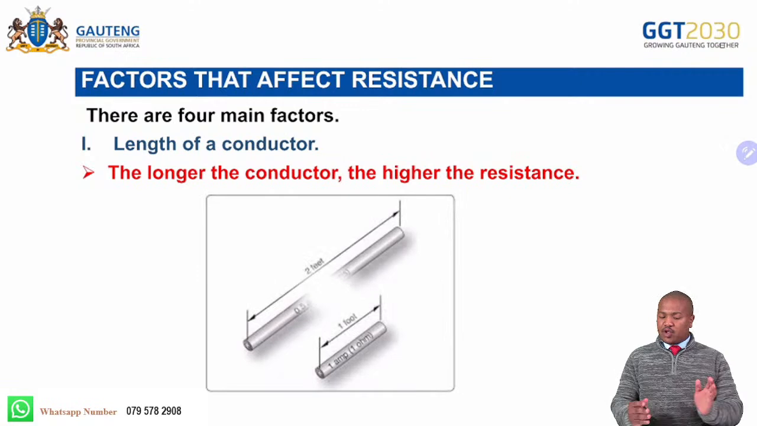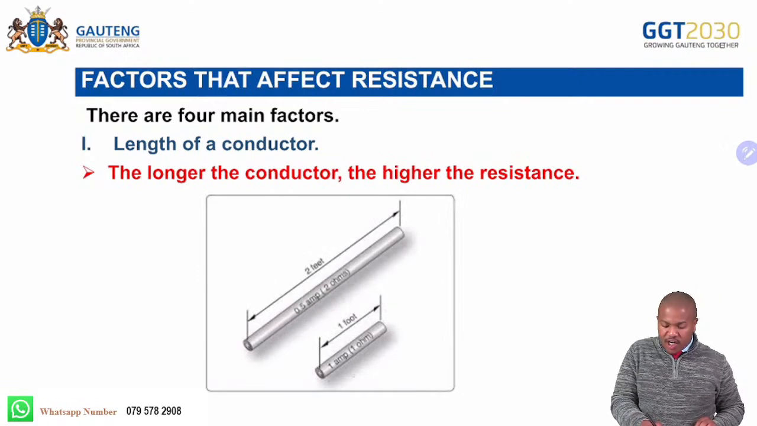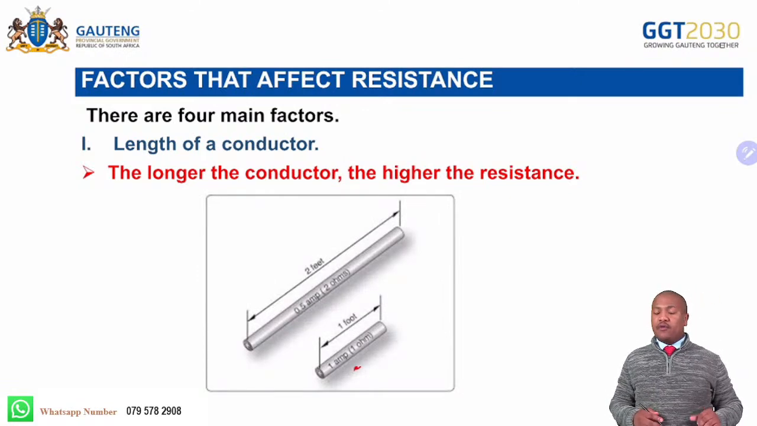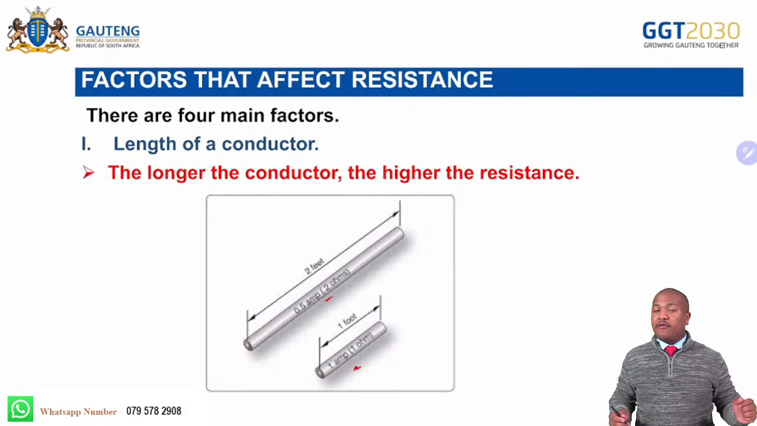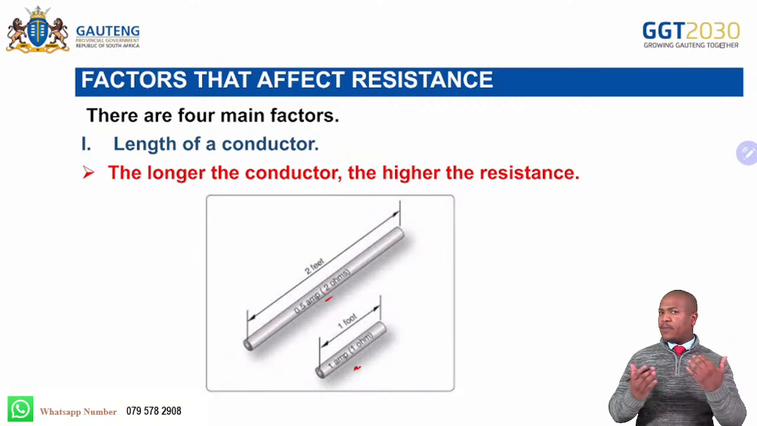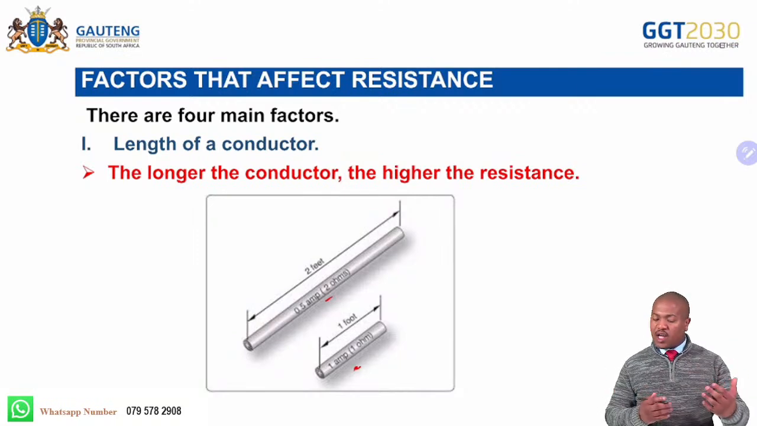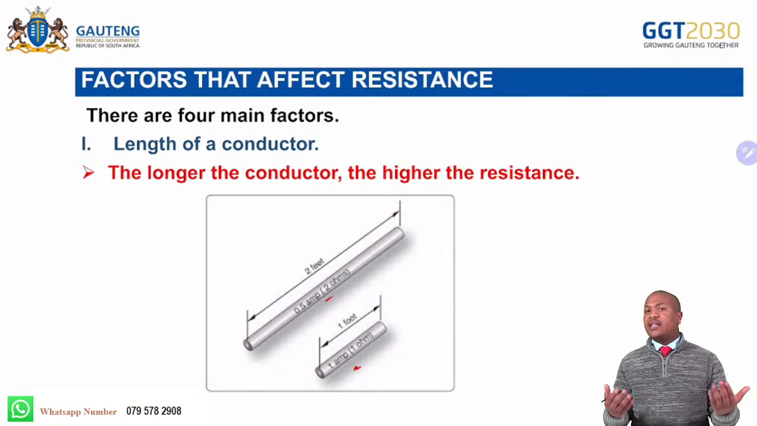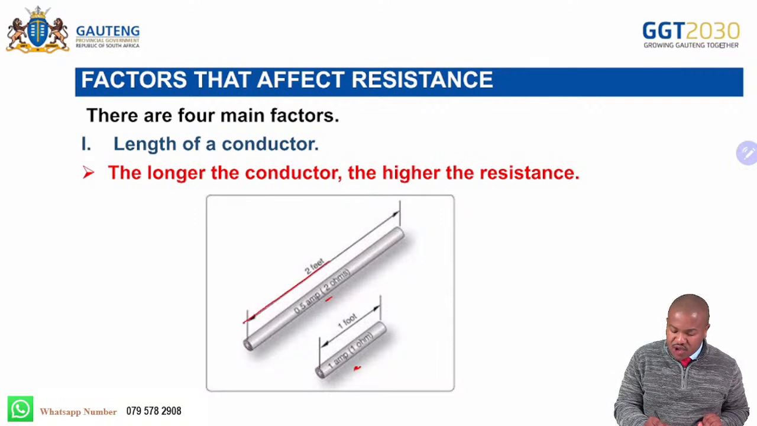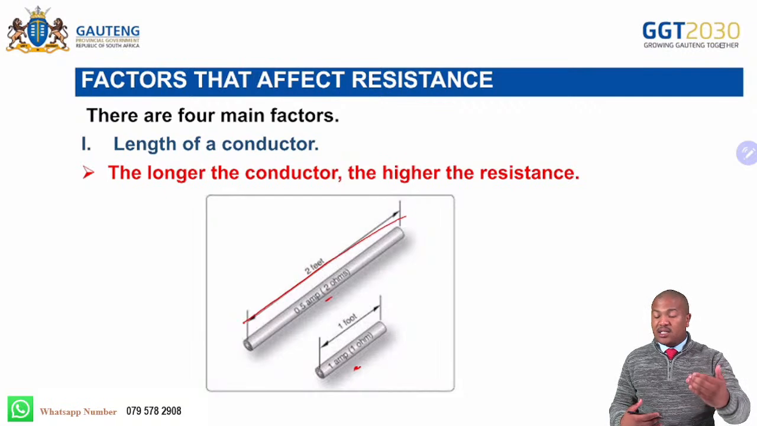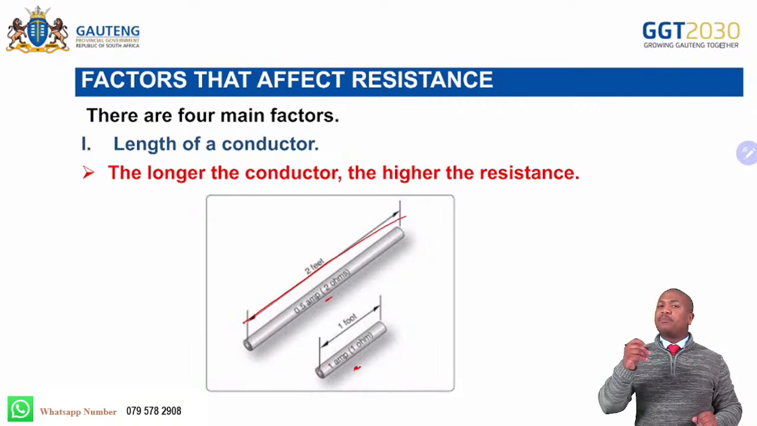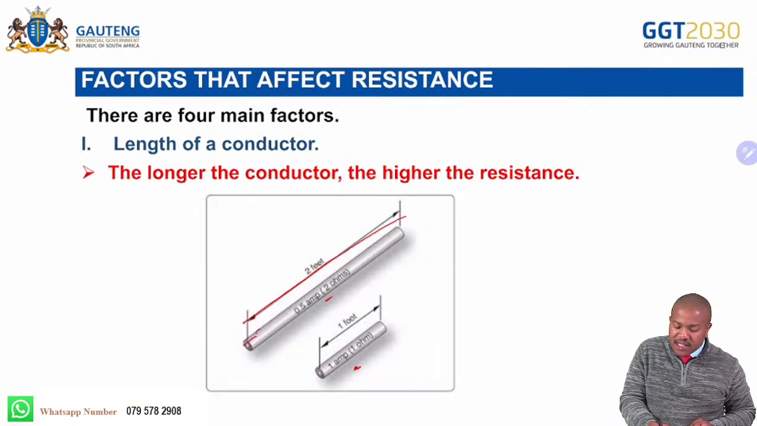Here we have two conductors, right? We have a short one, which is 1 foot long, and a longer one, which is 2 feet long. What happens here? We are saying the longer the conductor, the higher the resistance, meaning the one which is 2 feet long, the longest one, is the one that has the highest resistance.